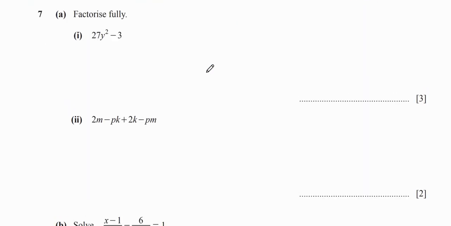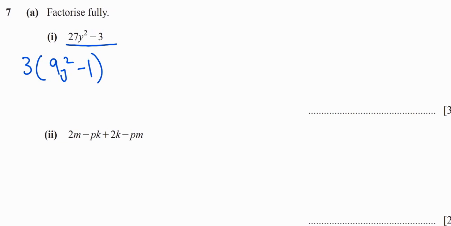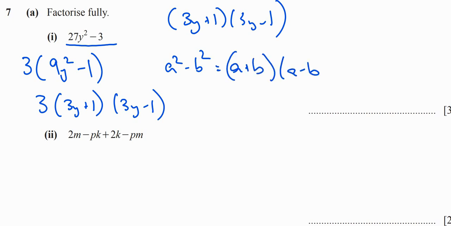Moving on to the next question, now it says fully factorize. In this question, what you have to do is take 3 as common. If you take 3 as common, this becomes 9y squared minus 1. Most students will finish over here, they won't continue, but this is not the full correct answer. Look, 9y squared can be further factorized. This can become 3y plus 1, 3y minus 1. So the fully factorized form will be 3 bracket 3y plus 1 bracket 3y minus 1, because this is an identity. A square minus b square equals a plus b multiplied by a minus b.